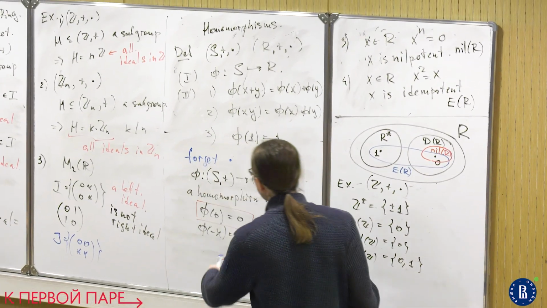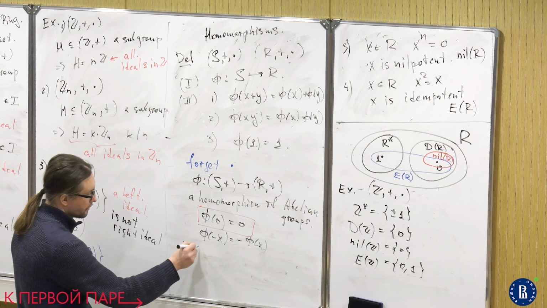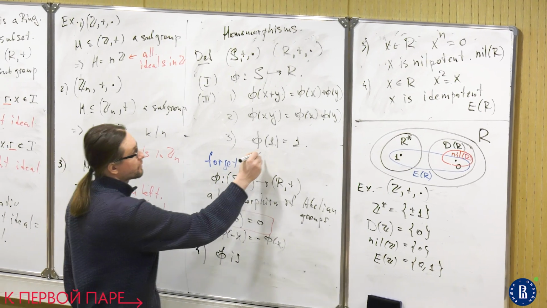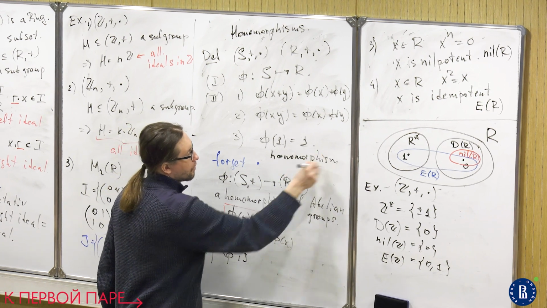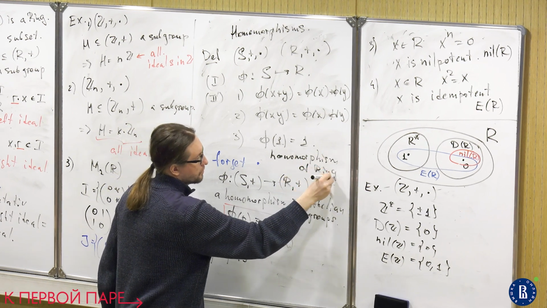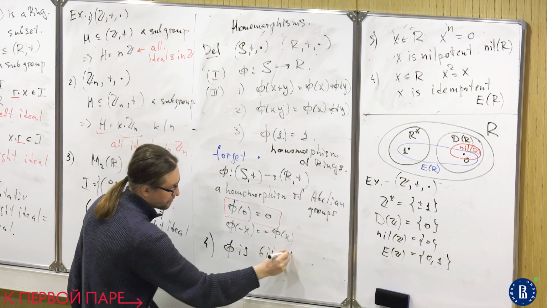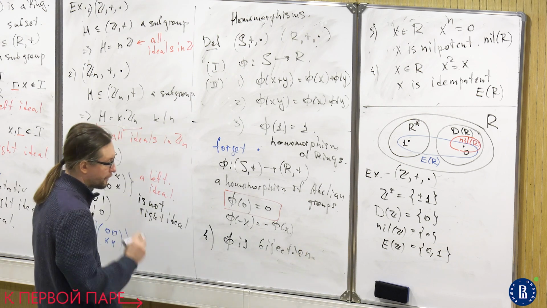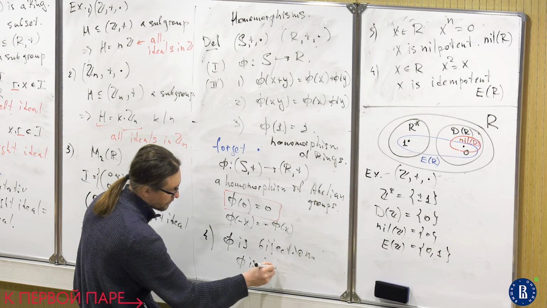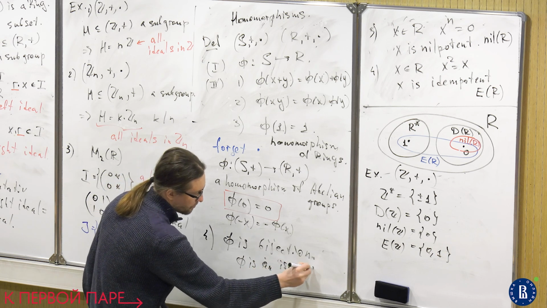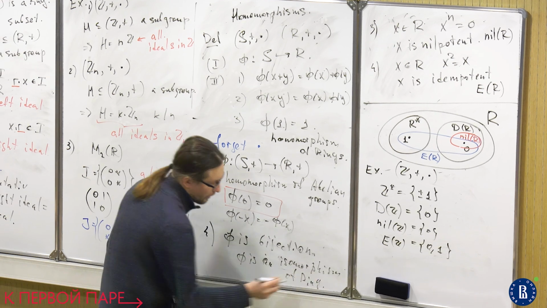And if additionally phi is a bijection, then phi is an isomorphism of rings.